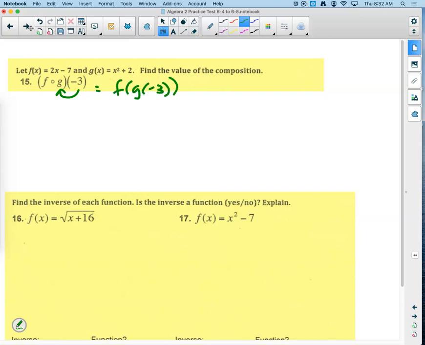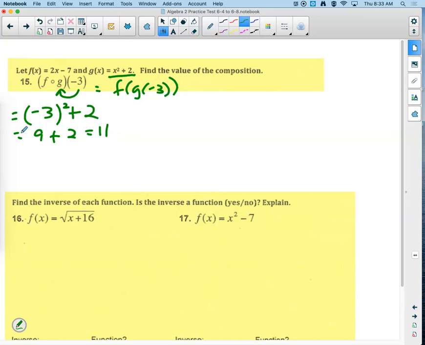And again, just think of it as innermost parentheses first. That's what we always do in math. So we need to put negative 3 into g and see what we get. Well, here's g right here. So it's going to be negative 3 squared plus 2. And make sure you use parentheses if you're going to use a calculator for this one. But I probably wouldn't even use a calculator, because what's negative 3 times negative 3, everybody? 9. So this is just going to be 9 plus 2, which is 11.